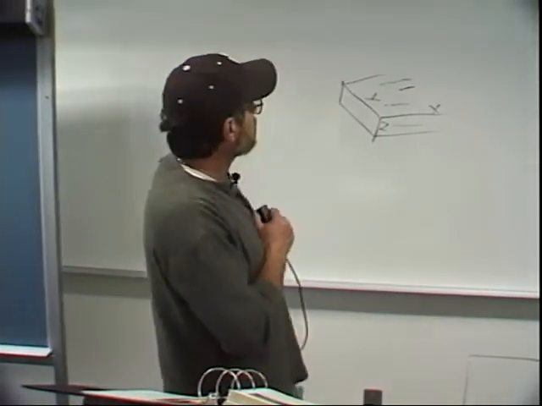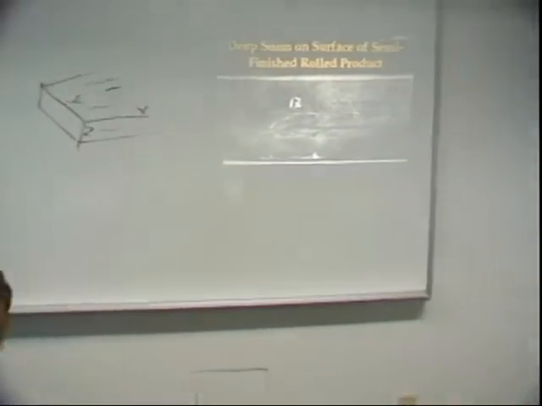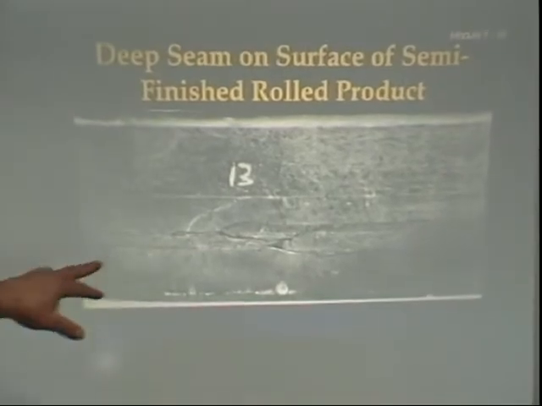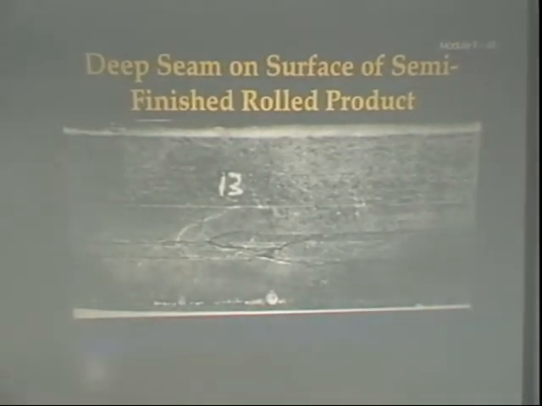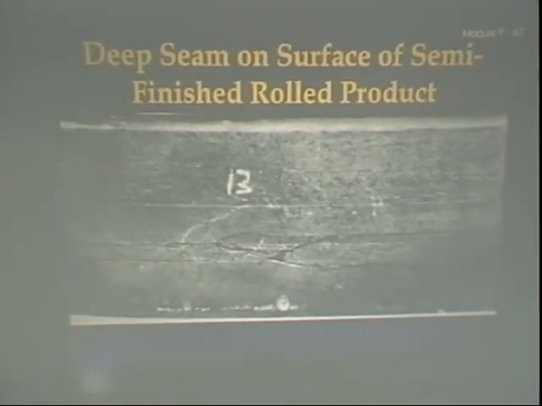Here we have, I believe you have this picture on the next page. Yes. Here we have some slides. This one you can see right here. We have deep seams on surface of a semi-rolled finished product. Well, it's semi-rolled, and their quality control people would catch this, and they'd say, hey, let's get it out of here, put it back in, let's melt it down again and try over.